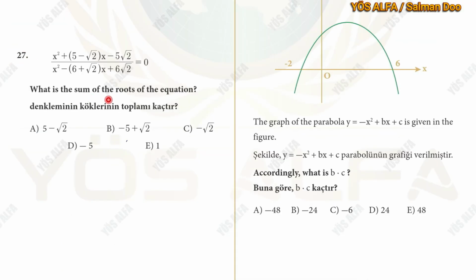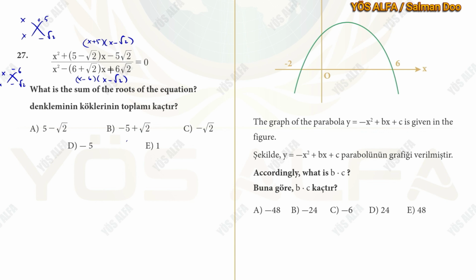7. What is the sum of the roots of the equation? Let's factorize this. X and x. Over here we have 5 and root 2. Since we have 5 minus root 2, this should be positive. That should be negative. So x plus 5, x minus root 2 is what we have on the numerator. On the denominator, we can factorize it this way. 6 and root 2, since we have negative 6 and negative root 2, we can factorize it this way. So x minus 6 times x minus root 2 is what we have on the denominator.